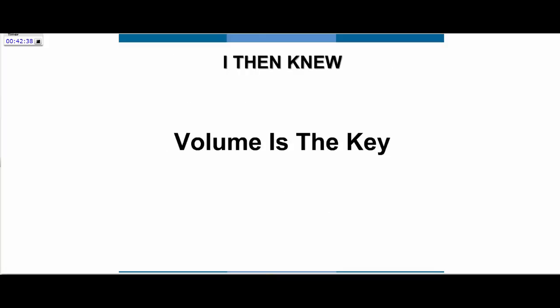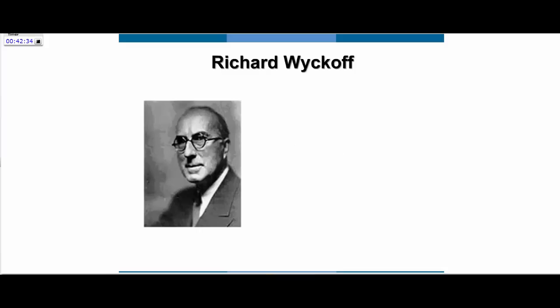So having done that, I knew that volume is the key. So I started my journey on trying to understand volume. The king of volume is Richard Wyckoff. He was around in the 1930s. He was studying volume and price. Now, I find it fascinating, in the 1930s, we also had Gann, W.D. Gann, and also Elliott. They all came out of the 30s. But Wyckoff was my hero.